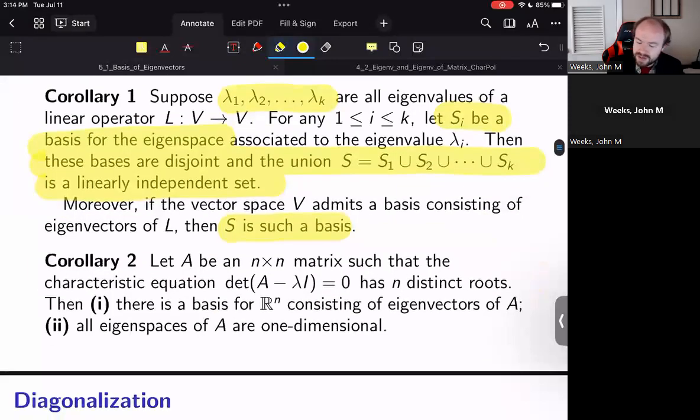And then finally, here is our n-distinct roots corollary that says not only, by the way, that the basis of Rn consists of eigenvectors of A, so you get a basis from that, but also you get that the eigenspaces are all one-dimensional. There's no room to fit any more. You can't have two eigenvectors inside for one eigenvalue because you have n-distinct roots in an n-dimensional vector space. So there's no room to fit an extra one.